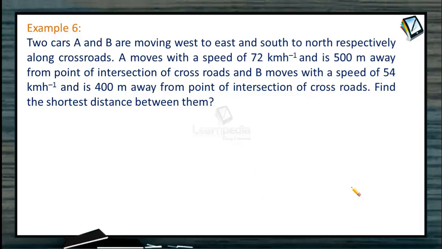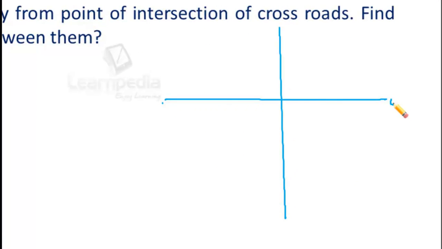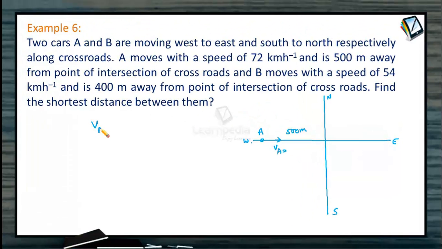So first let us analyze how the two bodies are moving and where they are located. This is the crossroads. This is the east-west line. This is the north-south line. Two cars. Car A, west to east. So car A, I locate here. This distance is 500 meter, west to east. What is the speed of car A? Speed of car A is given to us as 72 kilometer per hour. Because the distances are given in meters, I'll convert this 72 by multiplying by 5 by 18. So how much are you getting? 20 meter per second.